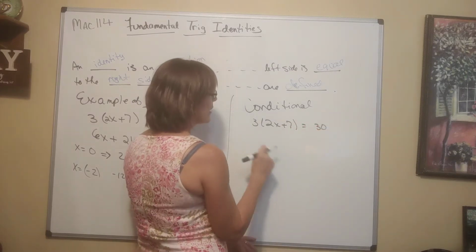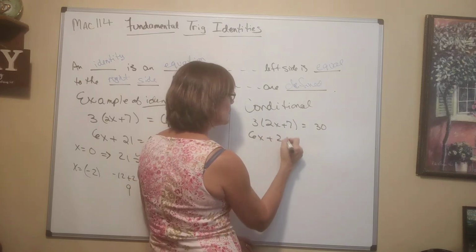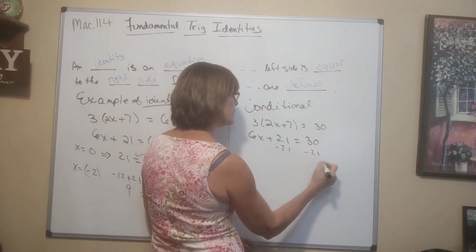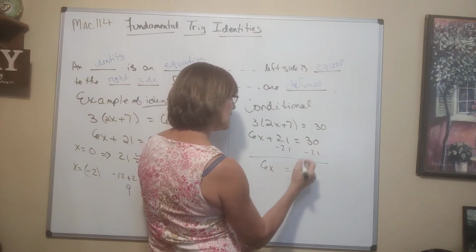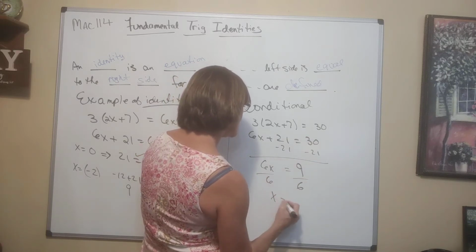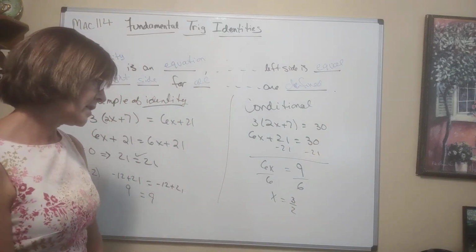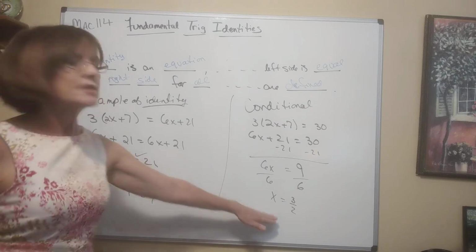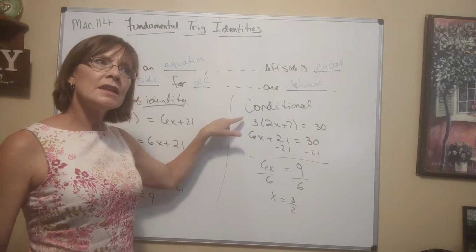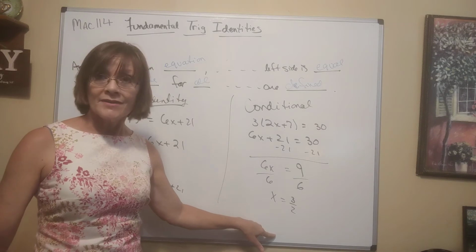Let's do that. Okay, let's distribute the 3. 6x plus 3 times 7 is 21, is 30. Let's subtract 21 from both sides and we get 6x is equal to 9. Divide both sides by 6. x is 9 over 6 or 3 over 2 if I simplify that, right? Okay. So we got a solution. This statement is conditional, meaning it is true on the condition that x equals 3/2.